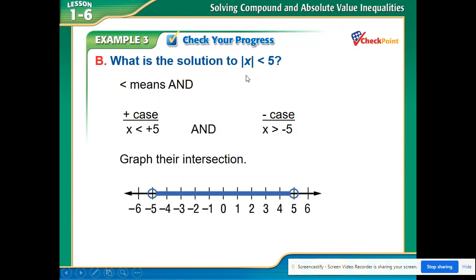So let's start with something really easy. Absolute value of x is less than 5. The less than does mean an and. So here's our positive case. X is less than positive 5. We didn't switch anything. The negative case is where we switch it. The less than becomes a greater than, and we have negative 5. Graphing both of those, where are we greater than negative 5 and less than 5? Obviously in between this area here. Those are the numbers that fit those answers.